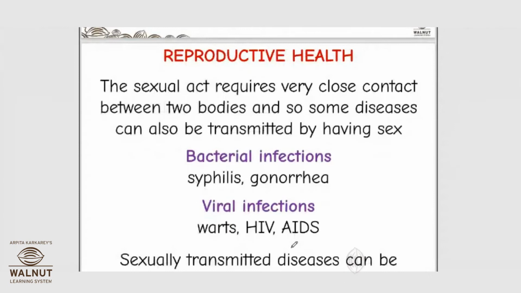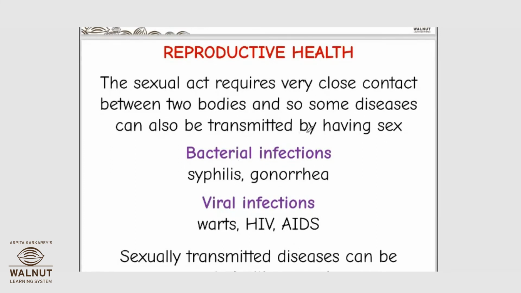So, in general, I can say that after marriage, there is pressure from the family to have babies, to give birth to children. But if the partners understand, and if they have planned something, they have some ideas for the future, some planning, so they wait, and until they are prepared, they don't plan to have a baby. So that is the basic understanding. Now, the sexual act requires very close contact between two bodies.